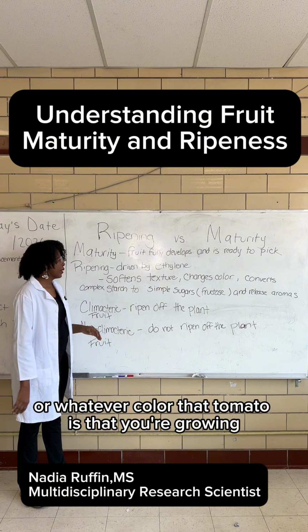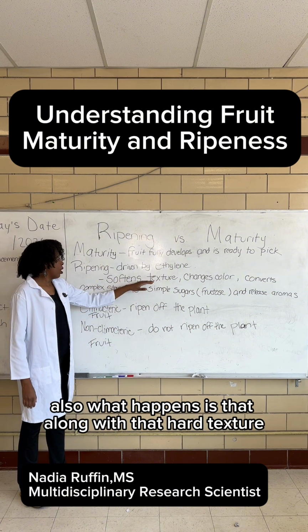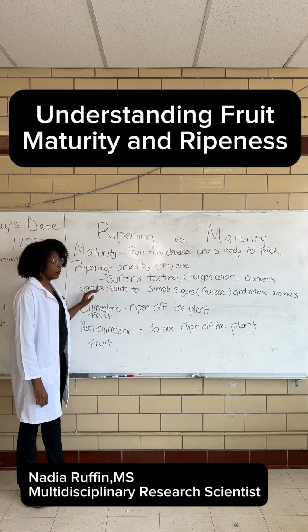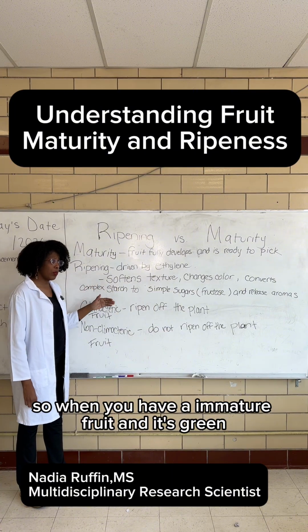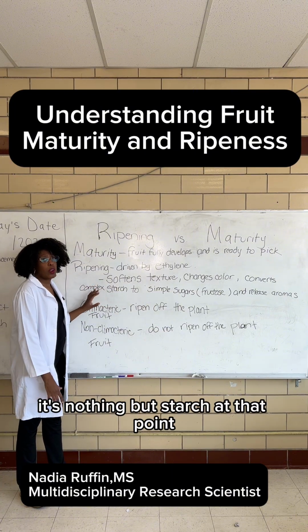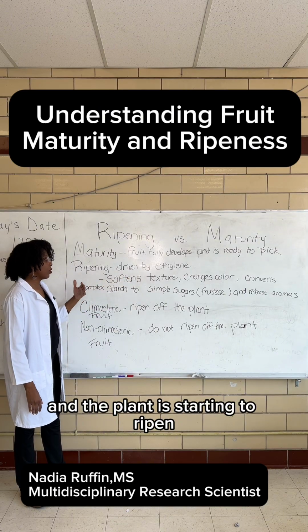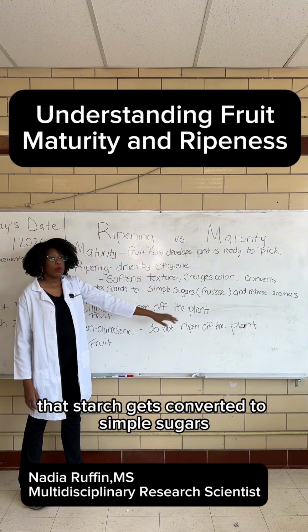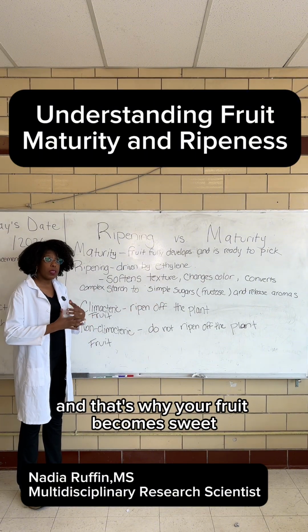Also, along with that hard texture, a lot of that is produced by complex starches. So when you have an immature fruit and it's green, it's nothing but starch at that point. But when ethylene is released and the fruit is starting to ripen, that starch gets converted to simple sugars, one of those being fructose, and that's why your fruit becomes sweet.